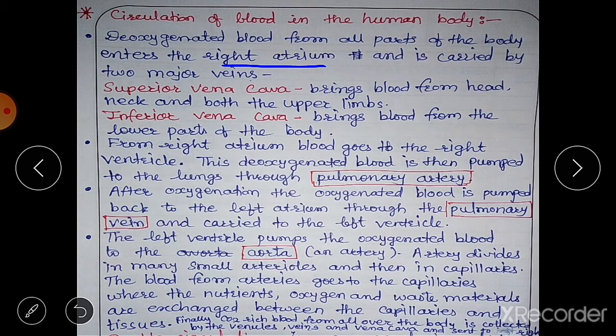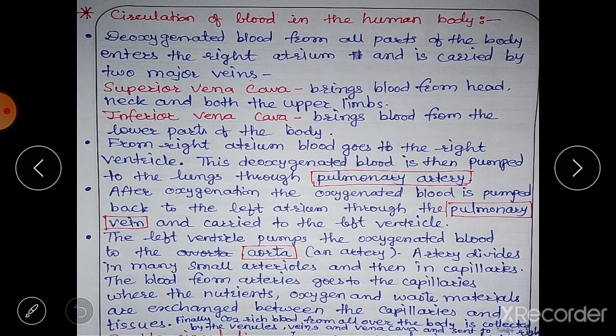This blood is carried to the left ventricle. The left ventricle pumps the oxygenated blood to the aorta. Aorta is an artery, a major artery. This artery then divides into many small arterioles and then into capillaries.